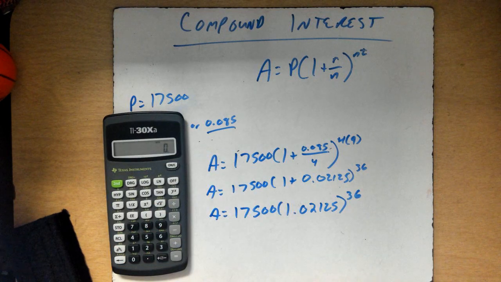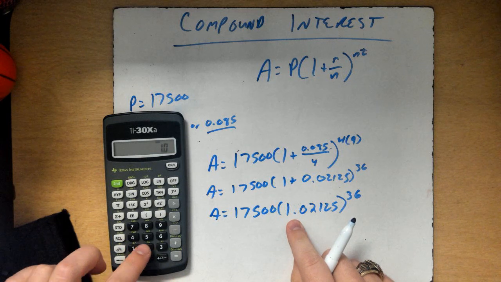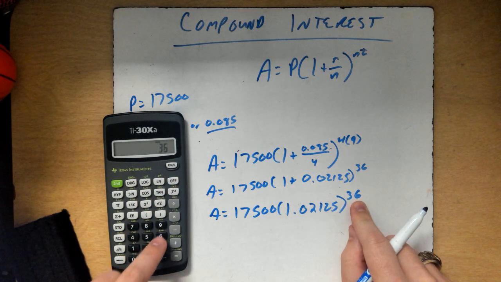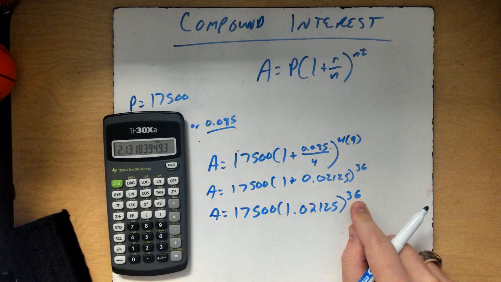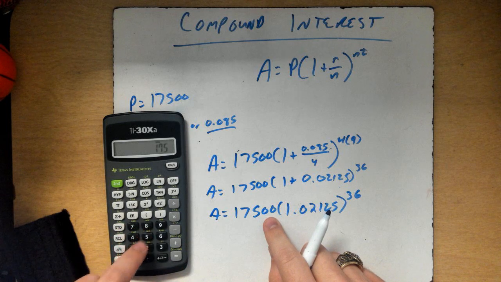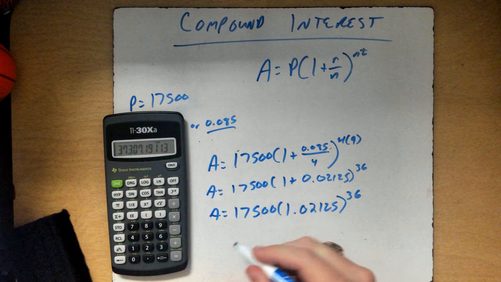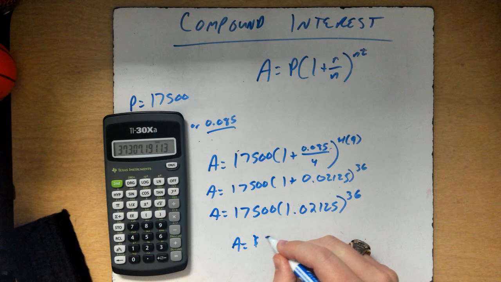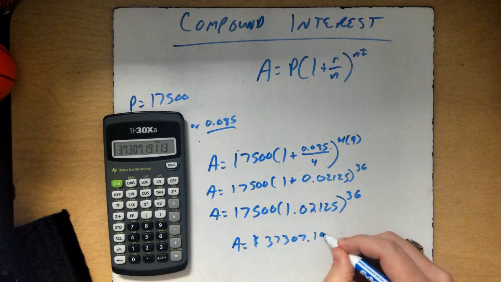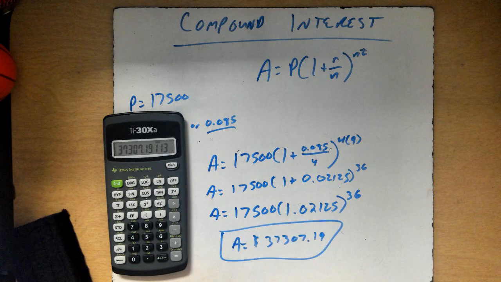Now the fun part here, we have 1.02125 to the 36th power. That gives us this number. And we'll go ahead and times that by 17,500, and we get A equals $37,307.19. All right, so compound interest, that's how you do it. The formula's pretty simple. Plug and chug, baby.